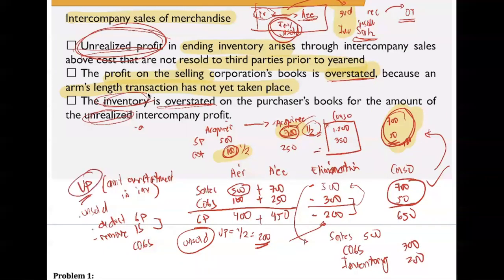Because we say the unrealized profit is the overstatement in inventory. So this unrealized profit will decrease our inventory. Clear? Sales, you record a debit. Then you credit the cost of goods sold of 300. Then you record again the inventory unrealized profit of 200.